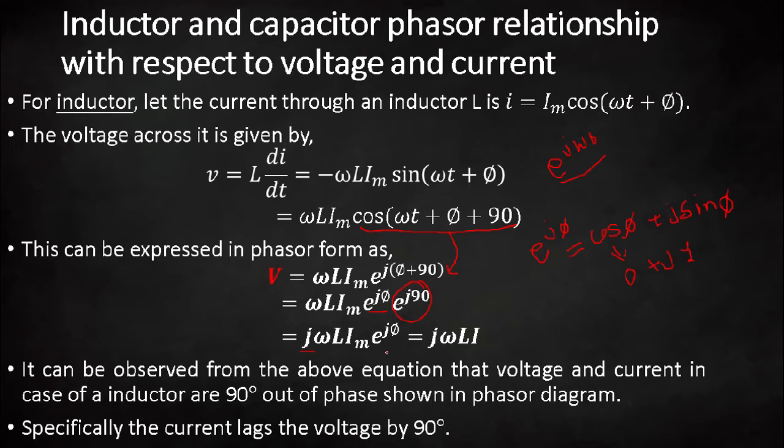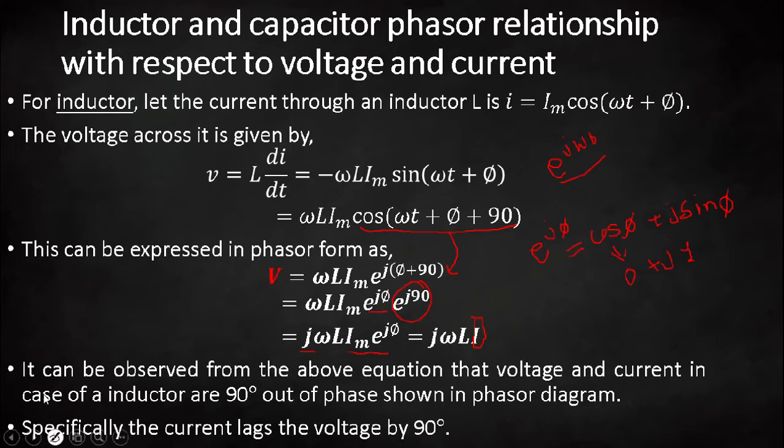Okay, so Im e raised to j phi is nothing but the vector representation of current I. So just substitute I equal to Im e raised to j phi in this equation. Now it can be observed from the above equation that the voltage and current in case of an inductor are out of phase with each other.